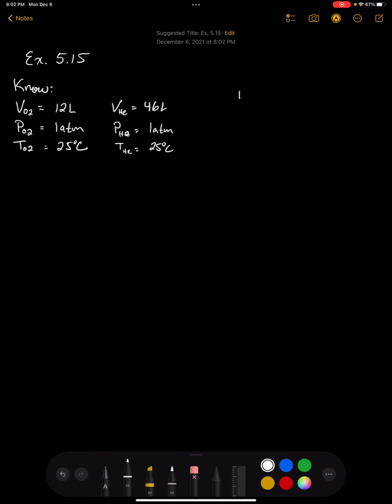And what we're asked to find is the partial pressures of oxygen and helium in the 5-liter scuba tank.